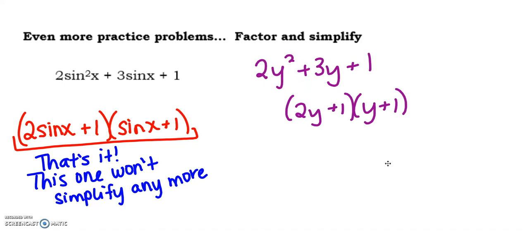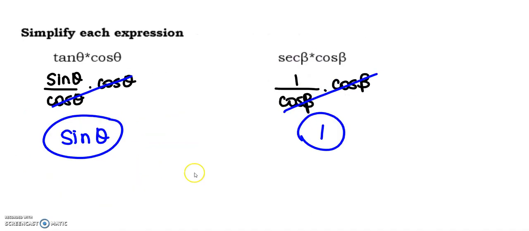So this one is factor and simplify, but actually when you factor this using your algebra skills, it doesn't simplify anymore. 2 sine x plus 1 and sine x plus 1, neither one of those are going to be nicely replaced with an identity. So that's where we're at, just factoring a little practice of algebra. These next 2, you're going to want to use the quotient identity for tangent and then cancel out some cosines. Then you're going to use a reciprocal identity for secant and cancel out cosines again.